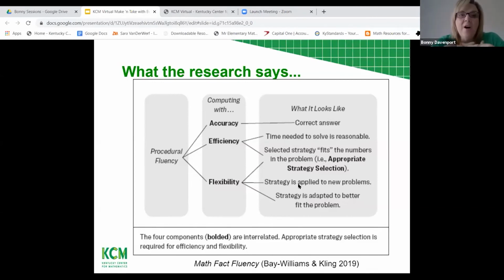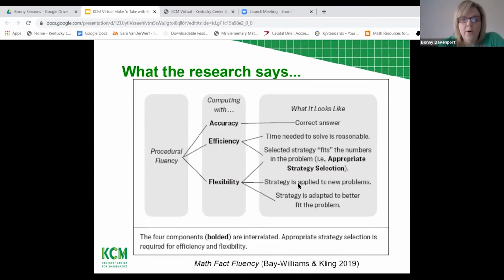So no matter how efficient and how fast a student is, if we only give them one strategy, one way to solve a problem, then we're kind of robbing them of being truly procedurally fluent and being efficient and flexible with operations. And I know a lot of you probably use this within your school districts, that definition of what procedural fluency is.